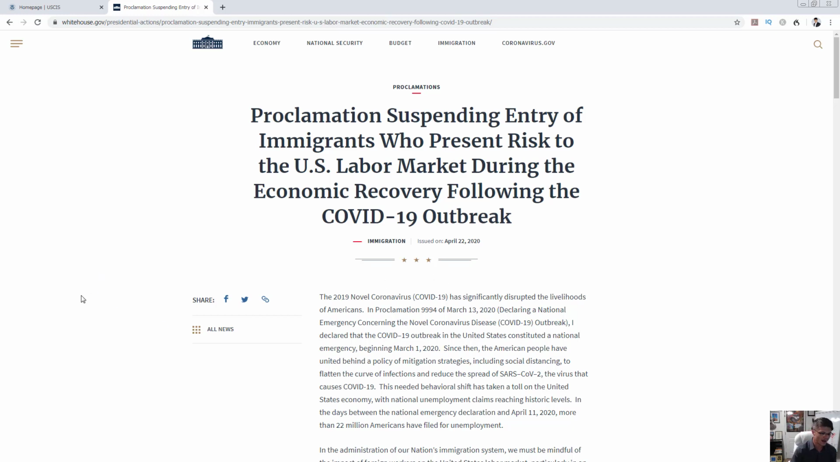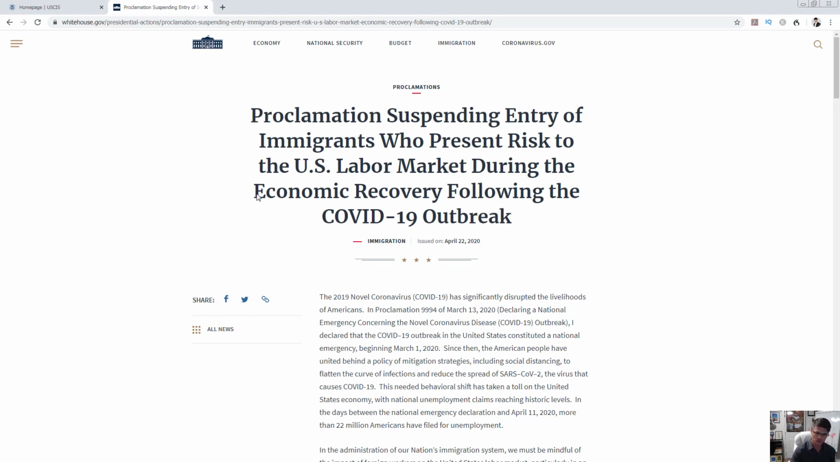Basically you can find them here, and this particular one is the Proclamation Suspending Entry of Immigrants Who Present Risk to the US Labor Market During the Economic Recovery Following the COVID-19 Outbreak, as you can see, and it was issued on April 22nd, 2020, so about a week ago.